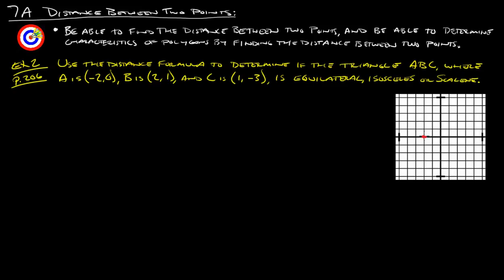So we got -2, 0. Okay, so that's point A. Point B is at 2, 1. Okay, and that is B. And then point C is at 1, -3. So that's point C. Ooh, that was terrible. See, that's what I got for getting all excited about how great the lines I drew earlier. Alright. So we got to try to figure out what kind of triangle that is.